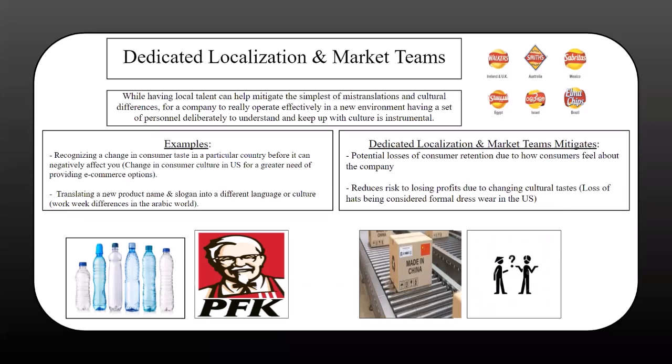Some examples of why companies want to have dedicated localization and market teams is so that they can recognize a change in consumer tastes in a particular country before it can negatively affect them. For example, the recent change in consumer culture in the US for a greater need of providing e-commerce options, as well as translating a new product name or slogan into a different language or cultural environment, such as work week differences between the Western world and the Arabic world.